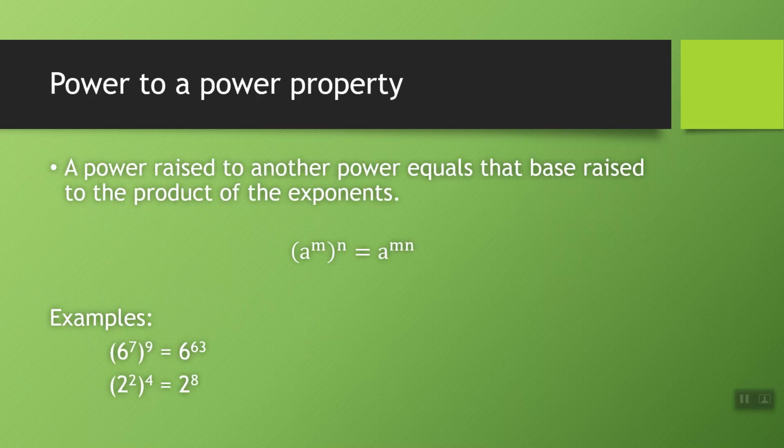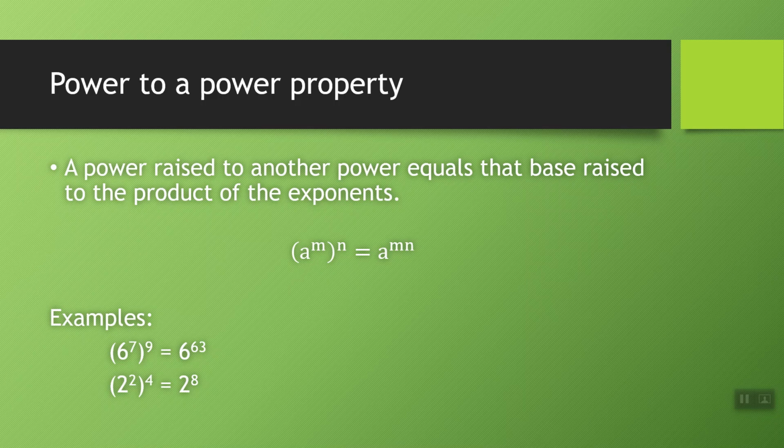The next property is called power to a power property. This means you have a power raised to another power. And what it's going to equal is that base raised to the product of the exponents. So if we have a to the m raised to the n, that would equal a to the m times n. In the examples, 6 to the 7th to the 9th would be 6 to the 63rd, because 7 times 9 is 63.